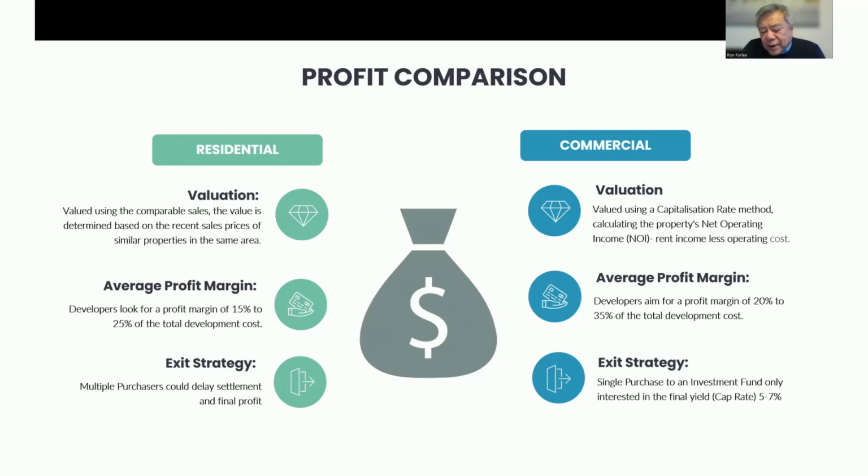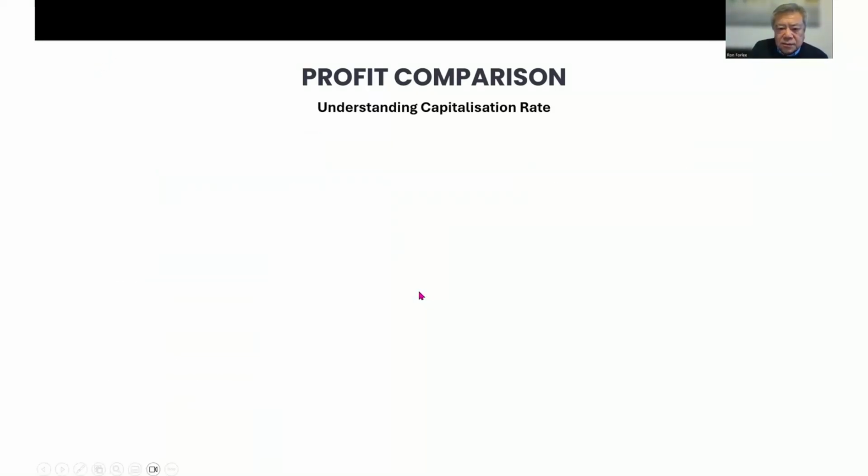Now, what are the exit strategies for the commercial side? Generally, you'll find it's a single purchaser, which could be an institutional fund. And generally, these funds are looking for anything between 5 to 7% return, which I will explain when we go to the capitalization rate.